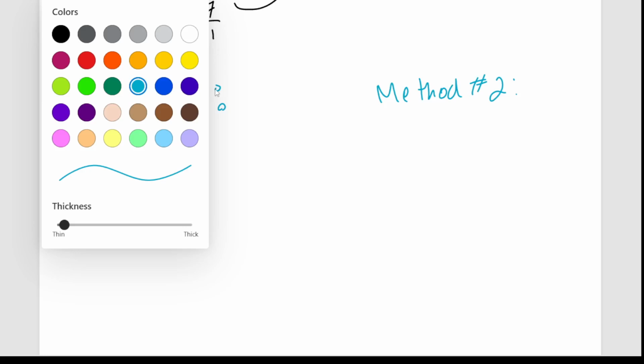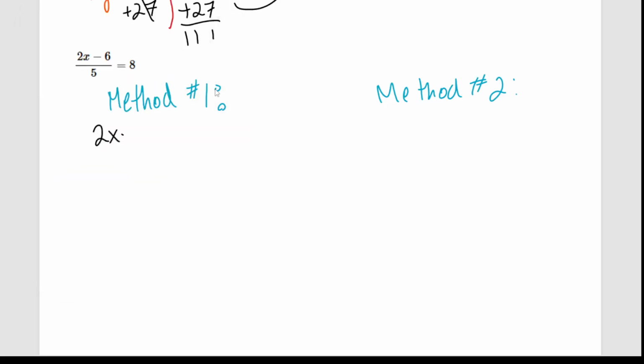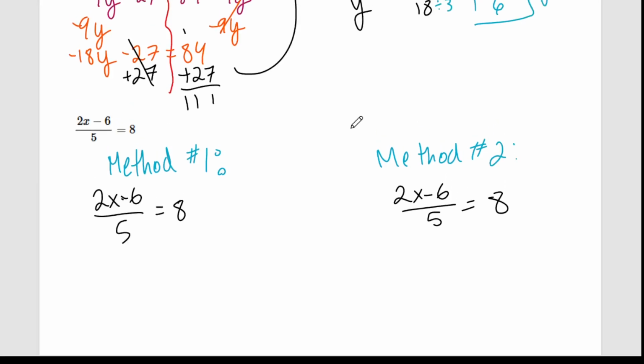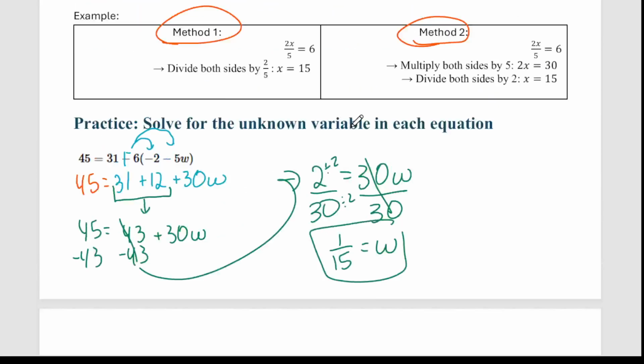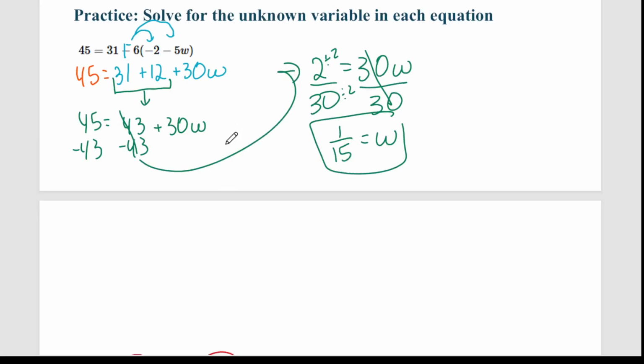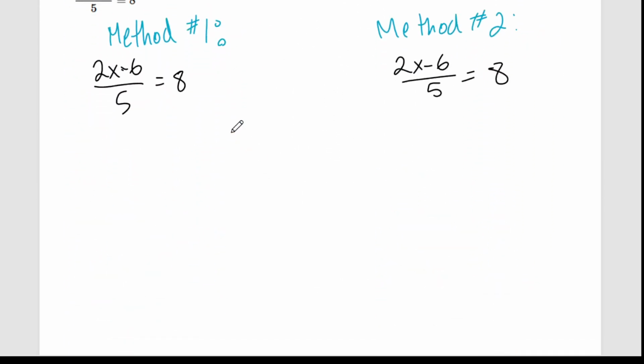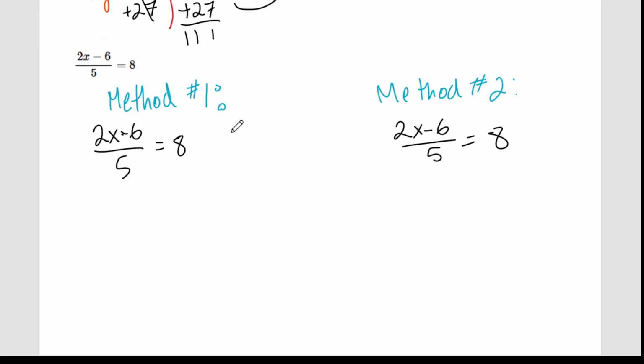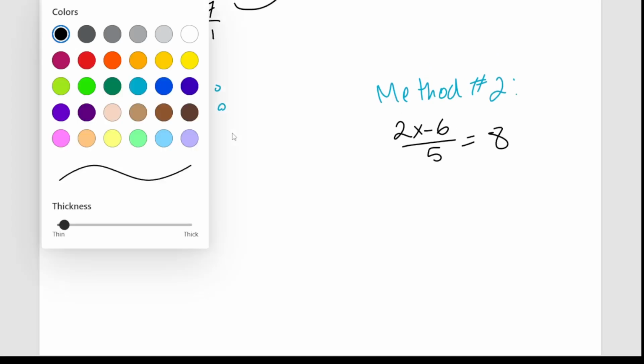Both totally okay ways of approaching this problem. So I'm just going to rewrite this, and then you can decide which way you think that you would be more consistent solving these. So if you recall, the 2 different methods for fractions is either to clear the fractions or just use inverse operations. I mean, you're going to use inverse operations both ways, but we'll see what we mean here in a second.